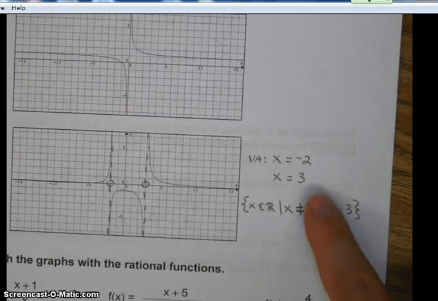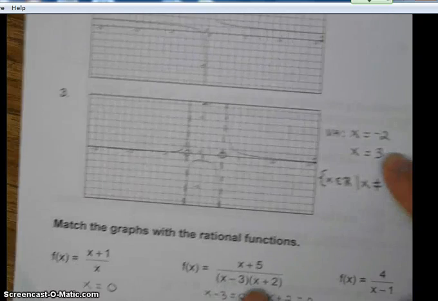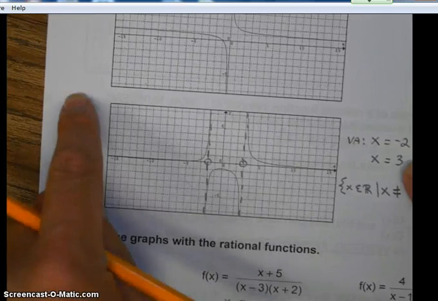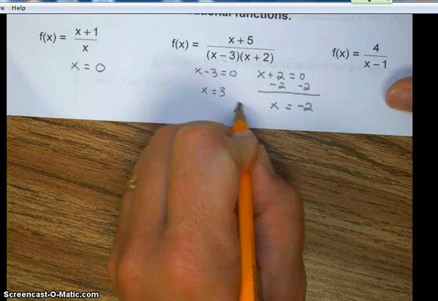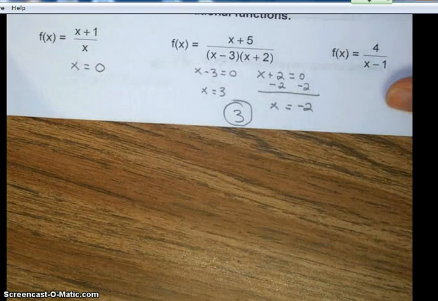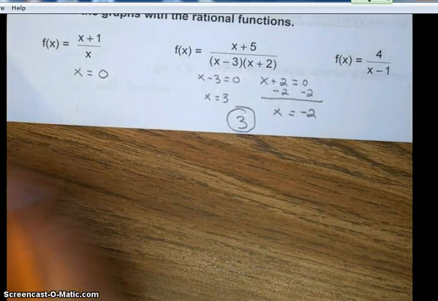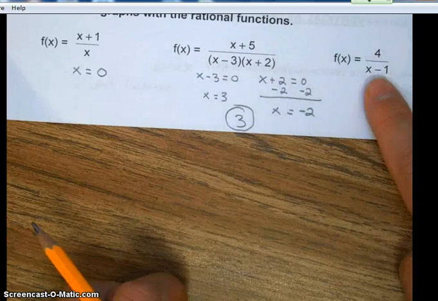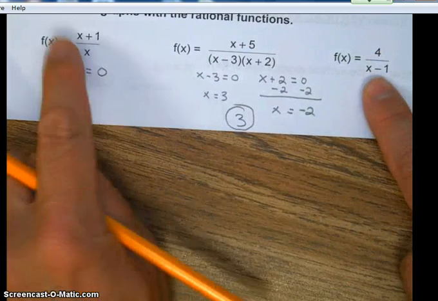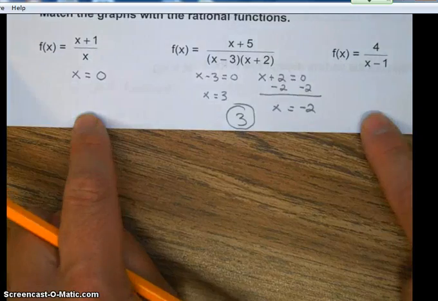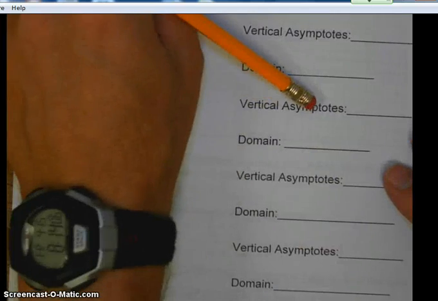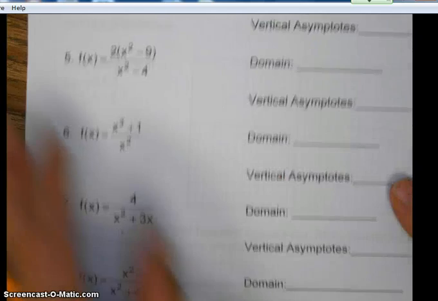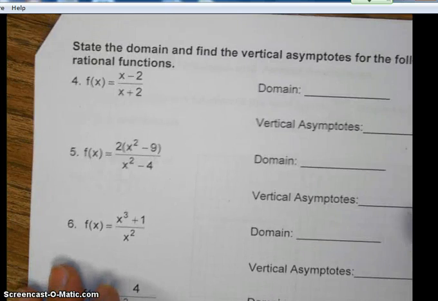There it is, -2 and 3. So this function here is going to match number 3. Figure out which graph this one matches and which graph this one matches, and put the two numbers down here, please. Okay, moving on. I know this is a long video and I said I was going to start chunking them, but this is new material, so I have to go through all of this.